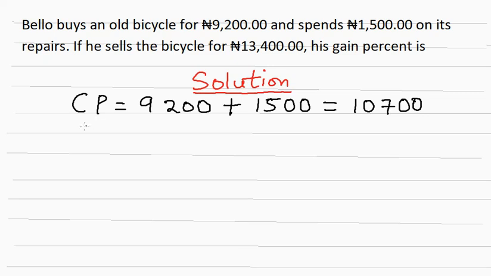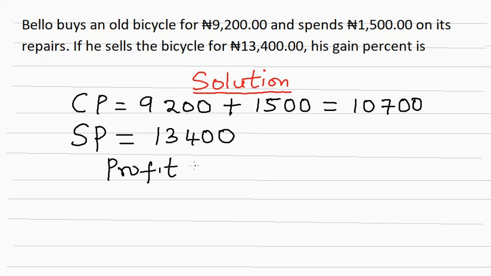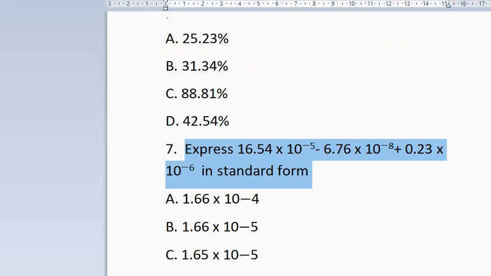Now he sold it. Selling price, he sold it for 13,400. Okay, so we are looking for the percentage gain, the gain that he made out of it. The profit that he made definitely is going to be equal to 13,400 minus 10,700. So let's use the calculator to do that. Here we go.